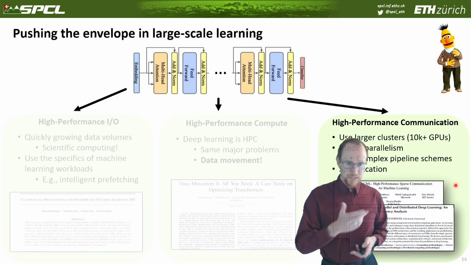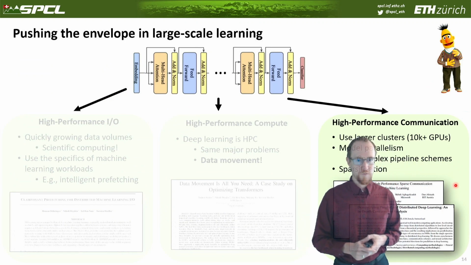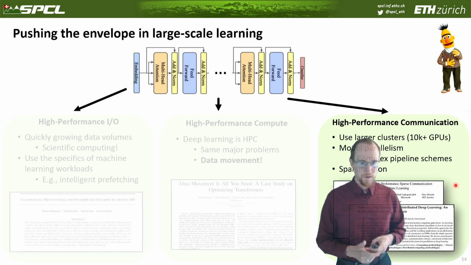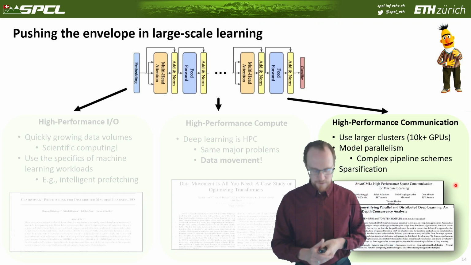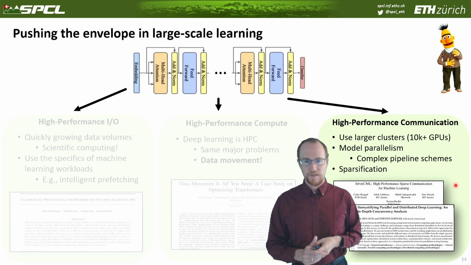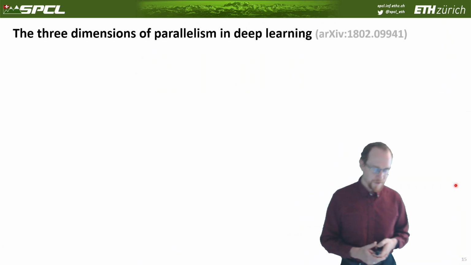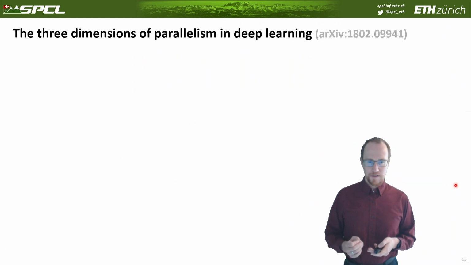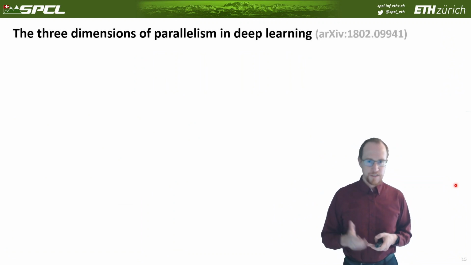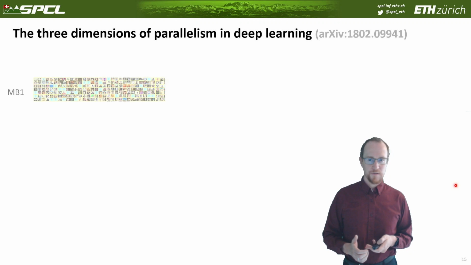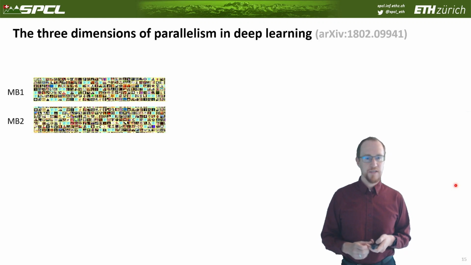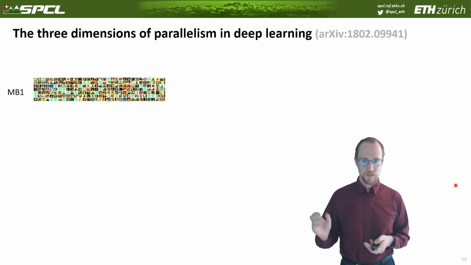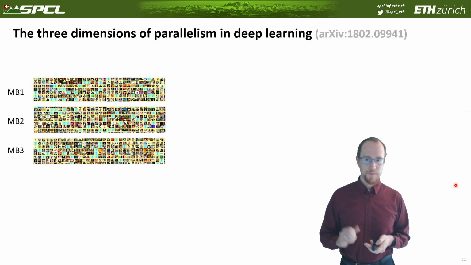So in the last part, I want to focus on high performance communication on very large clusters. This is going to be slightly longer because we are targeting very large scale parallelism. Let me first talk about the various forms of parallelism. Parallelism in deep learning is actually 3-dimensional in some sense. We can have various examples in mini batches. This is mini batch number 1, mini batch number 2, and mini batch number 3.